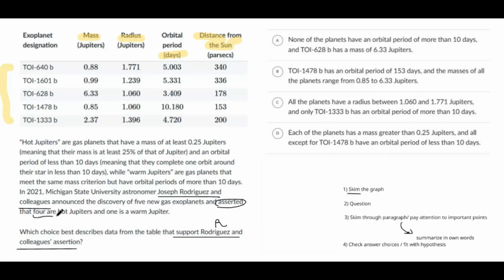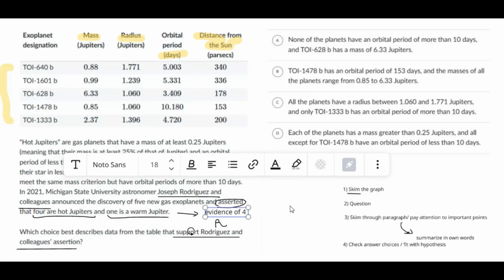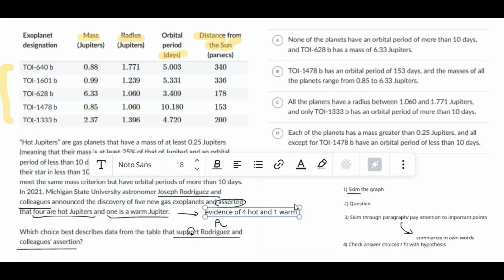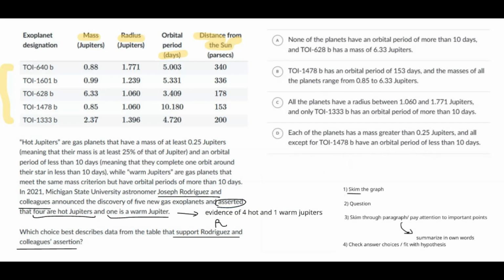Now we know what they asserted, however we have no idea what hot Jupiters or warm Jupiters are, and for this type of context we need to skim the paragraph in our third step. We need to go back to the paragraph and skim the passage from the start to find the phrases hot Jupiter and warm Jupiter to understand what they both mean, as they're going to be our key to answering this question. However, let's first shortly summarize the assertion made by R. Basically, they're saying that they made some discovery about gas exoplanets and asserted that 4 of them are hot Jupiters and 1 is a warm Jupiter.